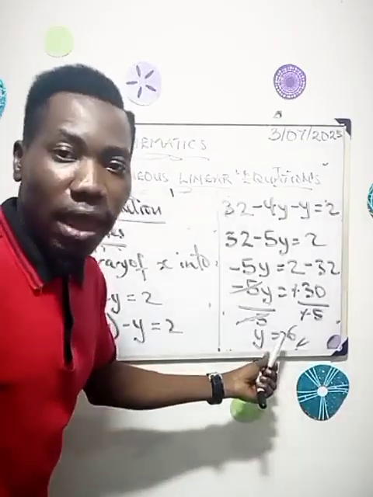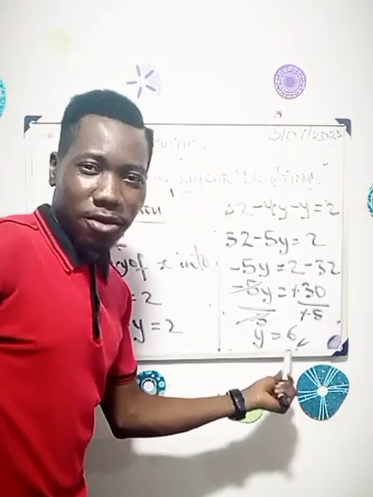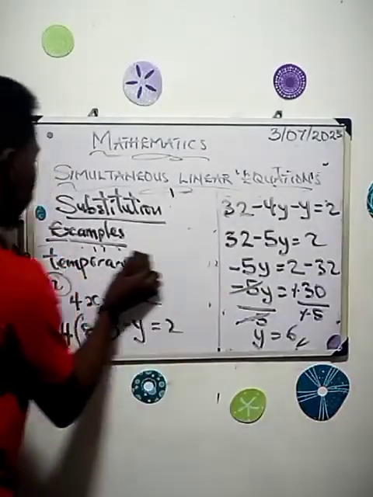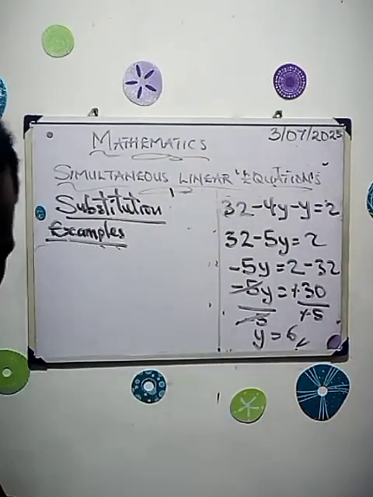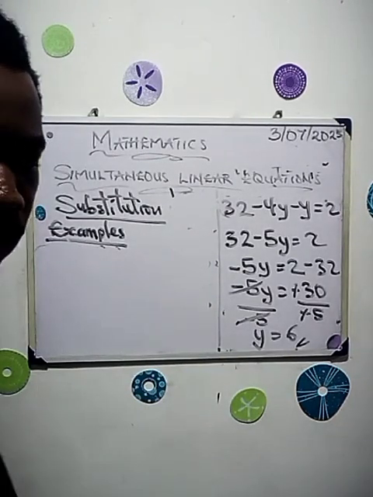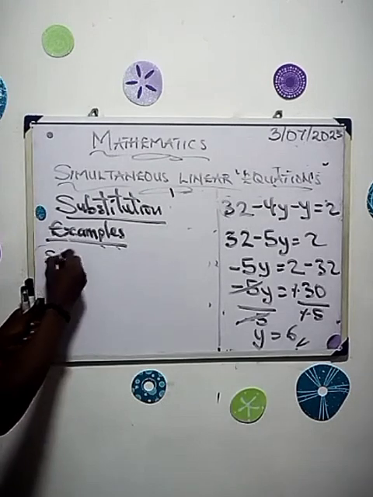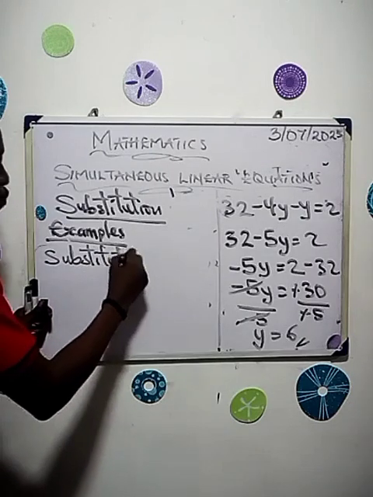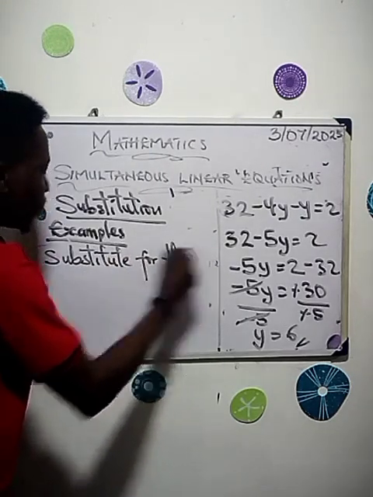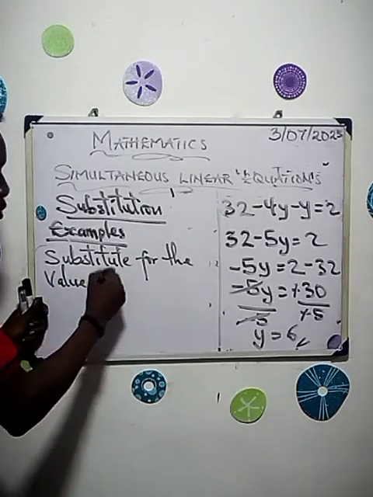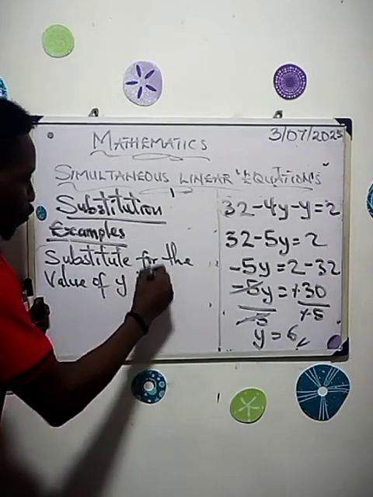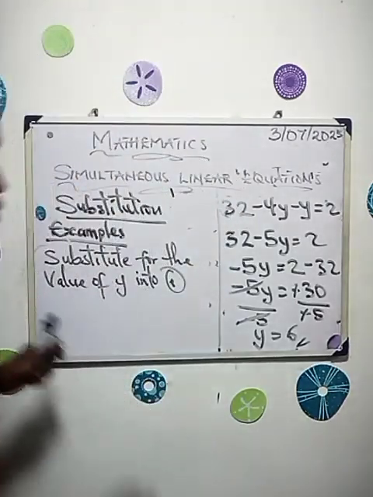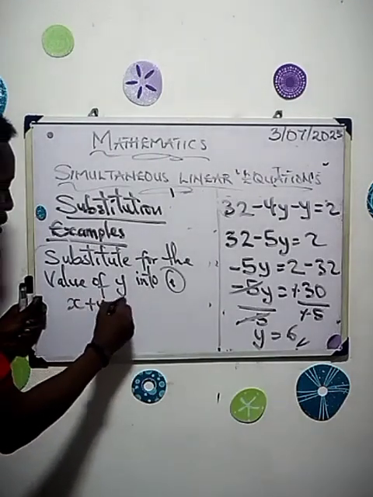Now we'll have to substitute the value of y, which is 6, into equation 1. So substitute the value of y into equation 1. And what's equation 1 again? Equation 1 is x plus y equals 8. x plus y equals 8.